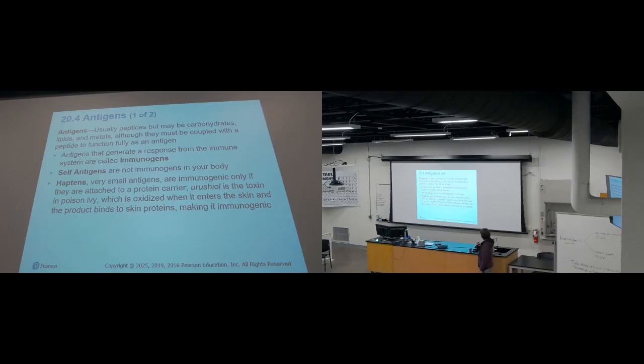So for details about the antigens, again, antigens are molecules that are capable of eliciting an immune response. They can be peptides, but also carbohydrates, lipids, metals, dust, dander. It can be an organic molecule or an inorganic molecule. As long as your body doesn't recognize it as its own, it can be immunogenic.